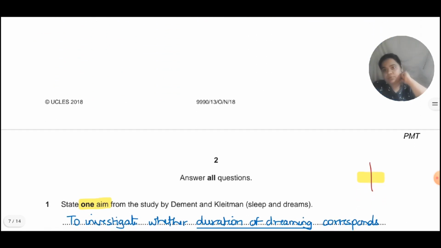Also, I forgot about this, these are actual past paper questions. You can see, always at the bottom of any past paper, you will get to see the variant and the year. So this is October, November 2018, paper 3, variant, paper 1. So from here you can make out these are actual questions of the past papers.